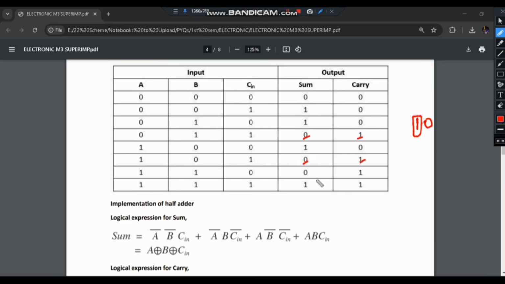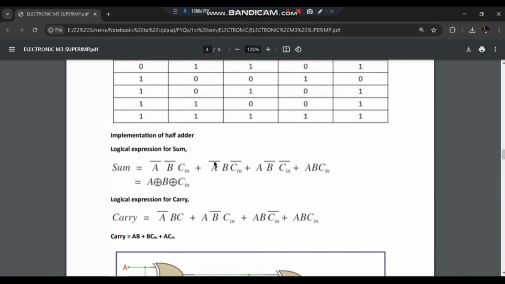1 plus 1 plus 0, again the carry will be 1 and the sum will be 0. 1 plus 1 plus 1, now again if we add 1 here, what will become? 1 1. 1 1 means the carry is 1 and the sum is 1 as well, so both will be 1 here. Okay, so whenever we get a 2-digit answer, the right part is the sum and the left part is the carry. Okay, so this is the truth table.